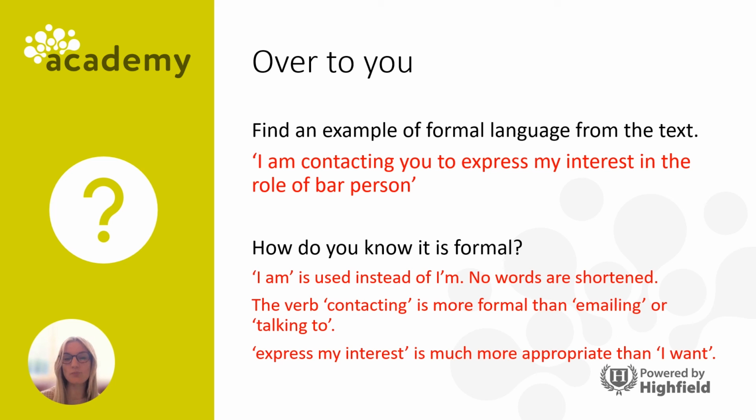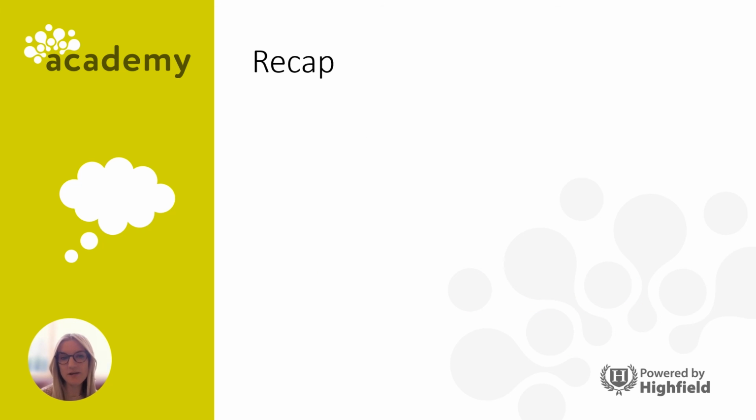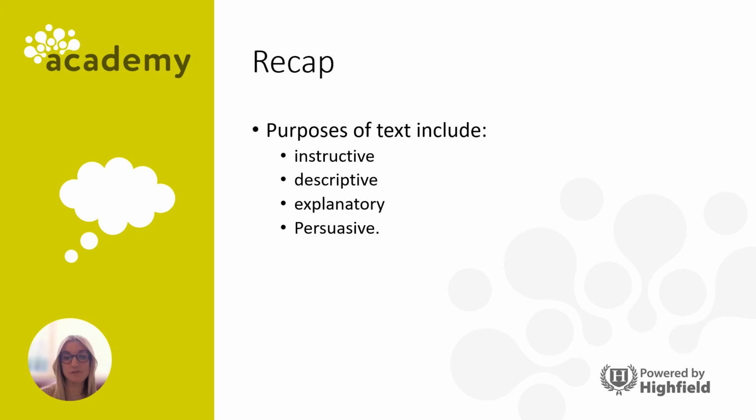Now again, I've included more than enough information, so you may only need to provide one of these reasons in the exam as to why language is formal. So make sure you read the question carefully. Okay, so let's recap what we've talked about in this video. Purposes of text include instructive, descriptive, explanatory and persuasive texts. Text can be formal or informal.